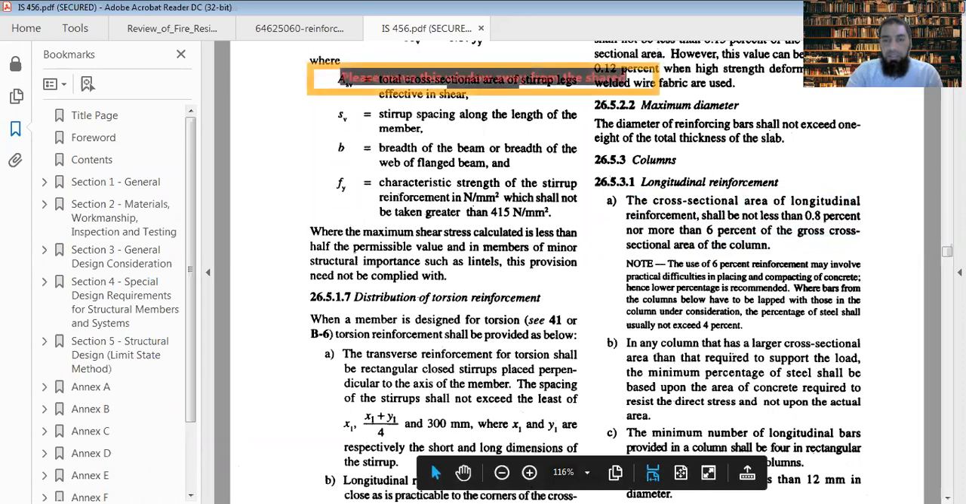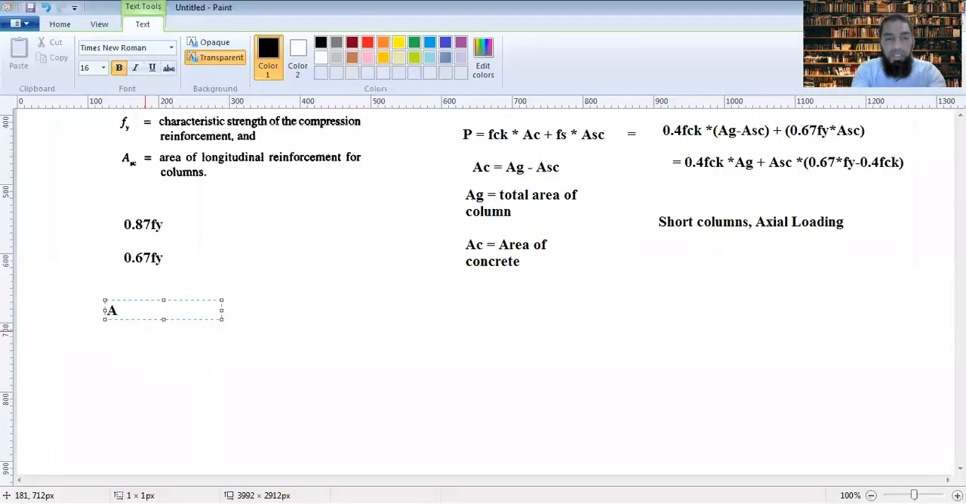And this means you have to provide now your ASC that you provide. It should be greater than a minimum. There is a minimum limit, and it should be less than a maximum. Now, how much is a minimum?